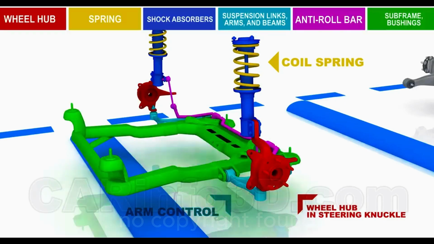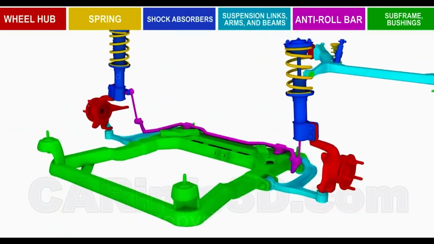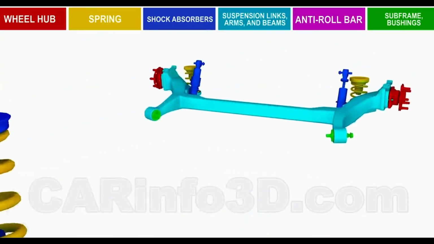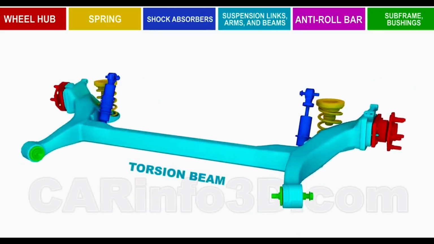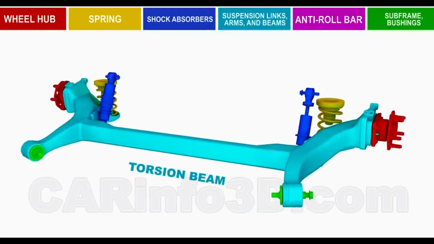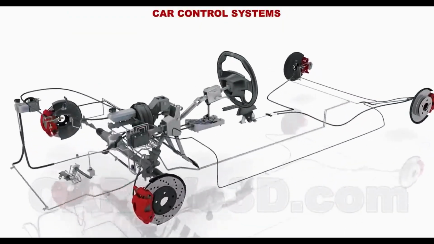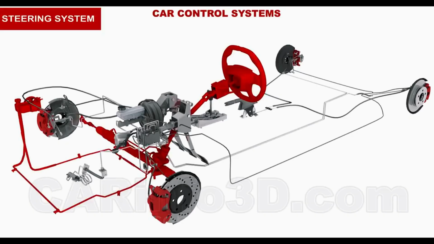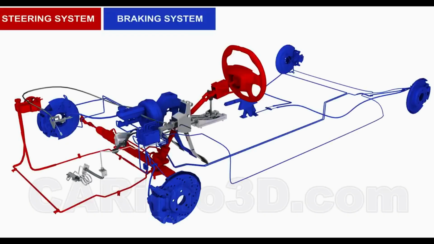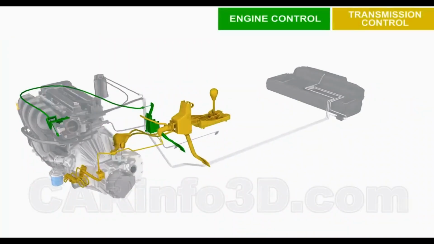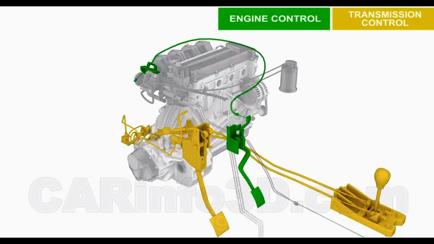The subframe and bushings. The front bar of the suspension system uses McPherson struts, which are very popular among car manufacturers. On the rear axle, we can see a semi-independent suspension with a torsion bar. Next, car control systems. They include the steering system, the braking system. In this section, it would also be appropriate to review engine and transmission controls.